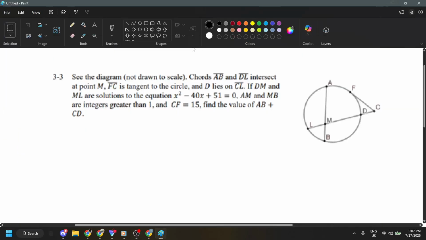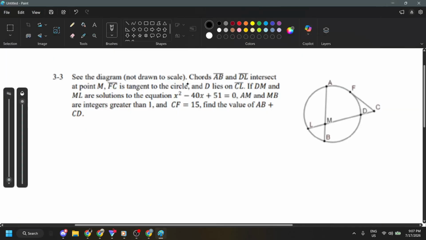Let's do this. See this diagram. Chords AB and DL intersect at point M. FC is tangent to the circle. D lies on CL. If DM and ML are solutions to the equation x squared minus 40x plus 51 equals 0, AM and MD are integers greater than 1 and CF is equal to 15. Find the value of AB plus CD.